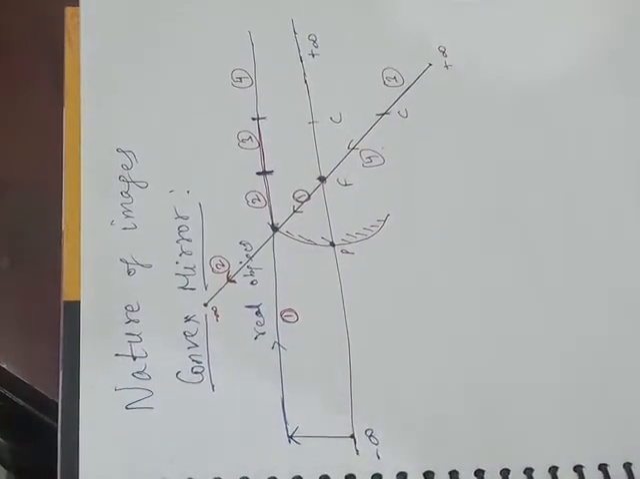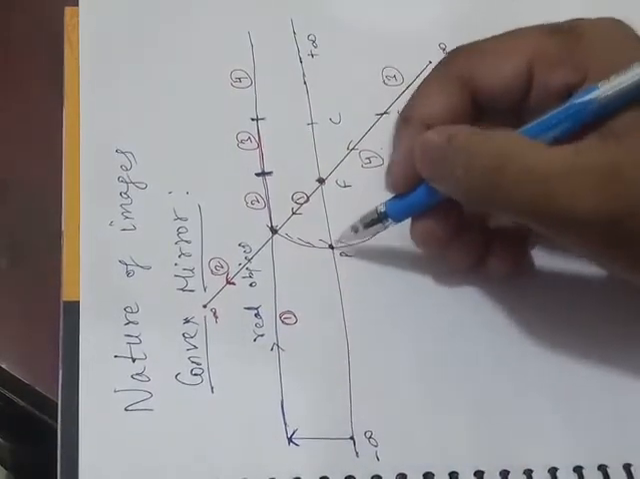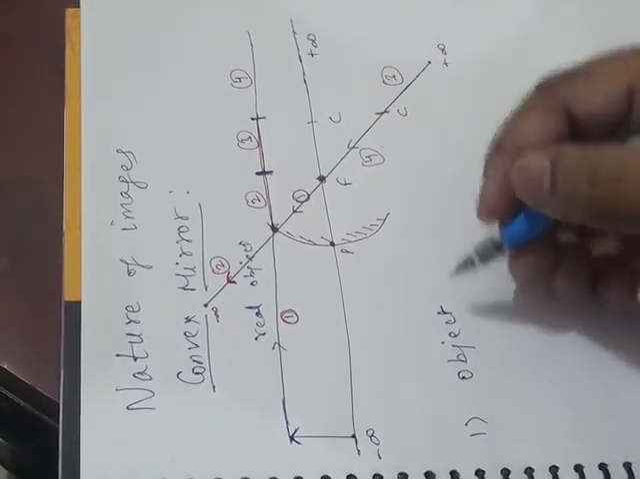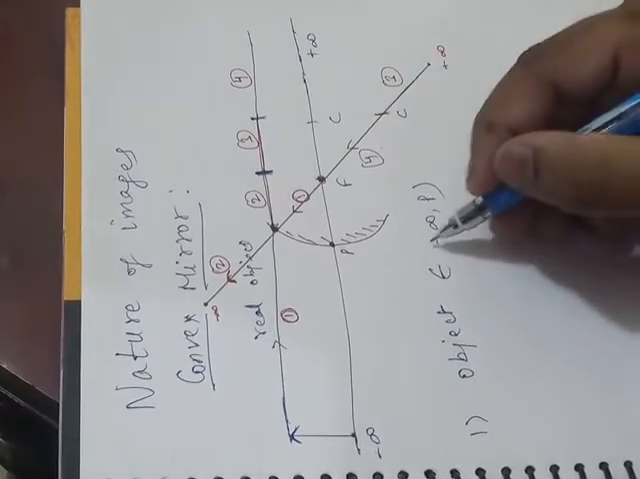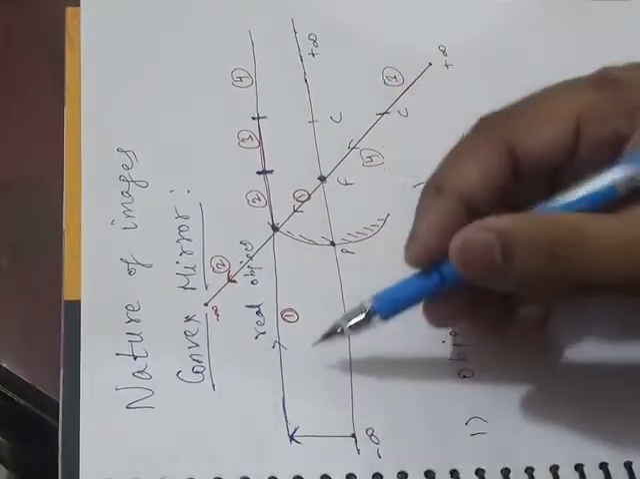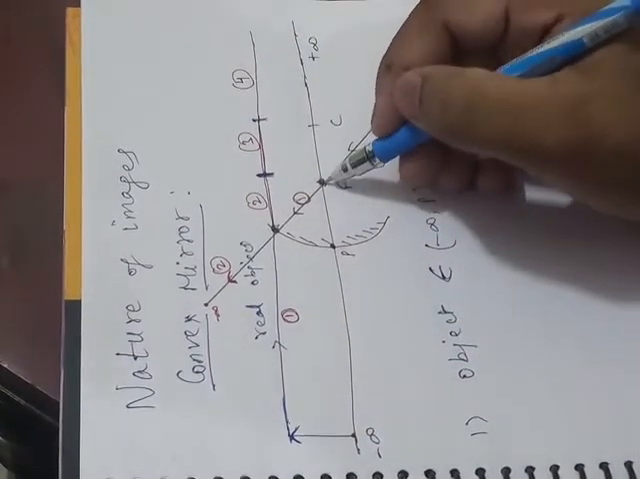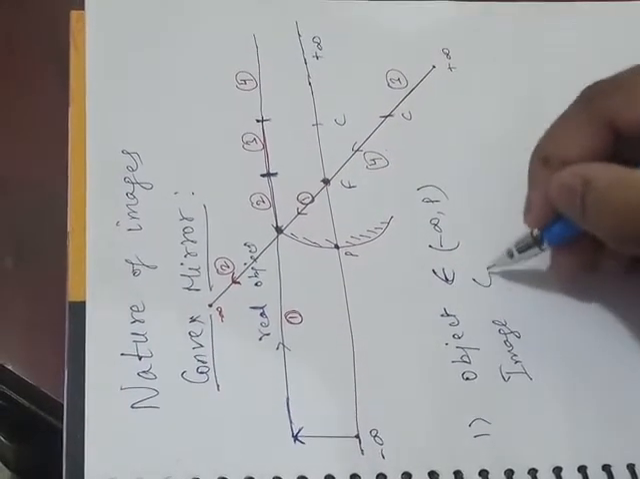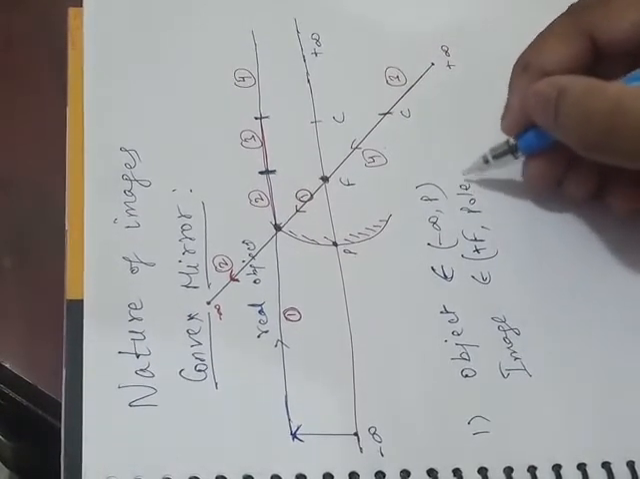Let us find the cases one by one. Okay, so take the region. First region I will say, if the object lies between minus infinity to pole, and you know this is the only part of the real object, right? So first region, object lies from minus infinity to pole, the image will be from the focus to pole. Image will be plus F, actually it is on the other side, so write plus F to pole.